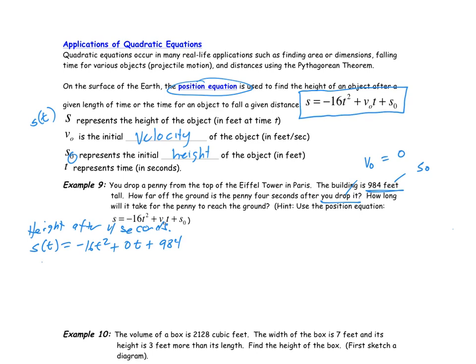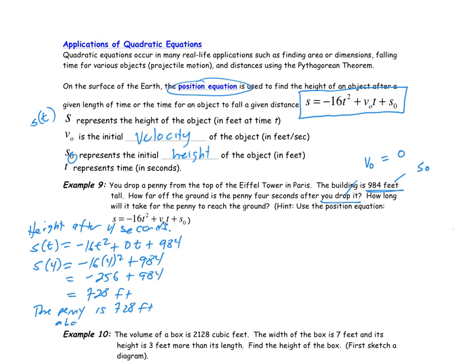This is our function. What we want to find is S of 4. That's negative 16 times 4 squared plus 984. That's negative 16 times 16. 16 squared is 256, so it's negative 256 plus 984. Subtracting 256 from 984, we get 728 feet. So the penny is 728 feet above the ground after 4 seconds.